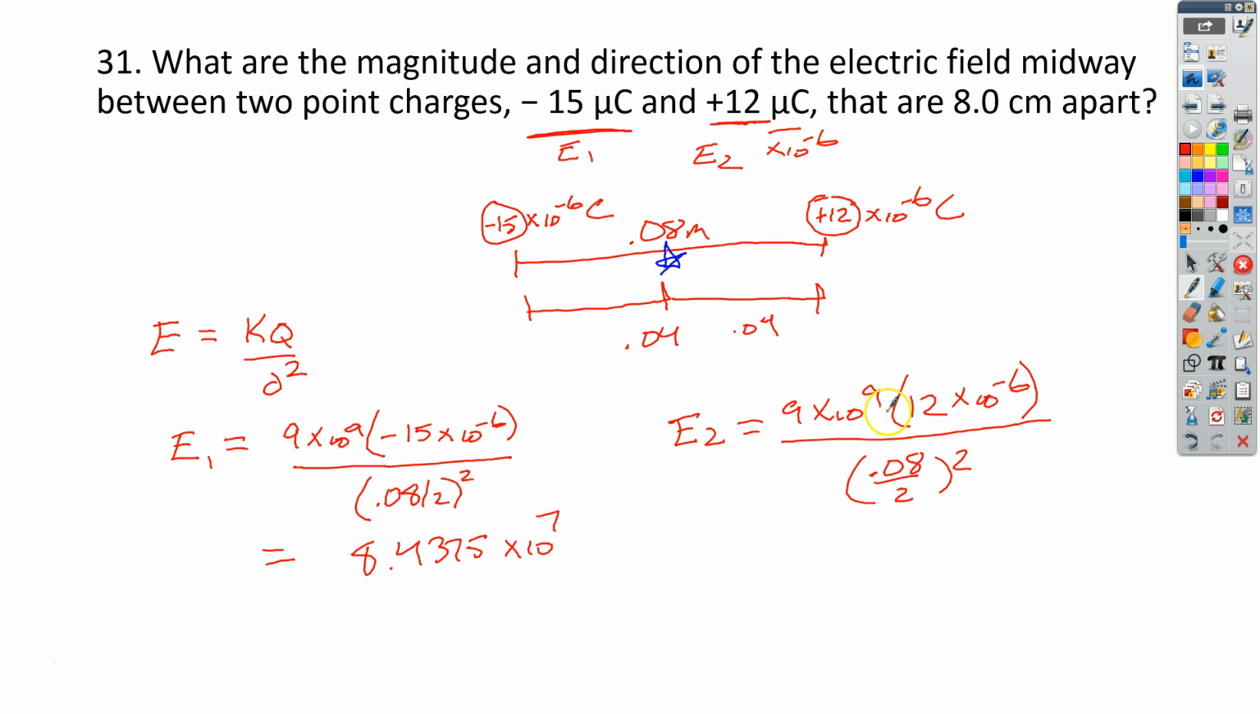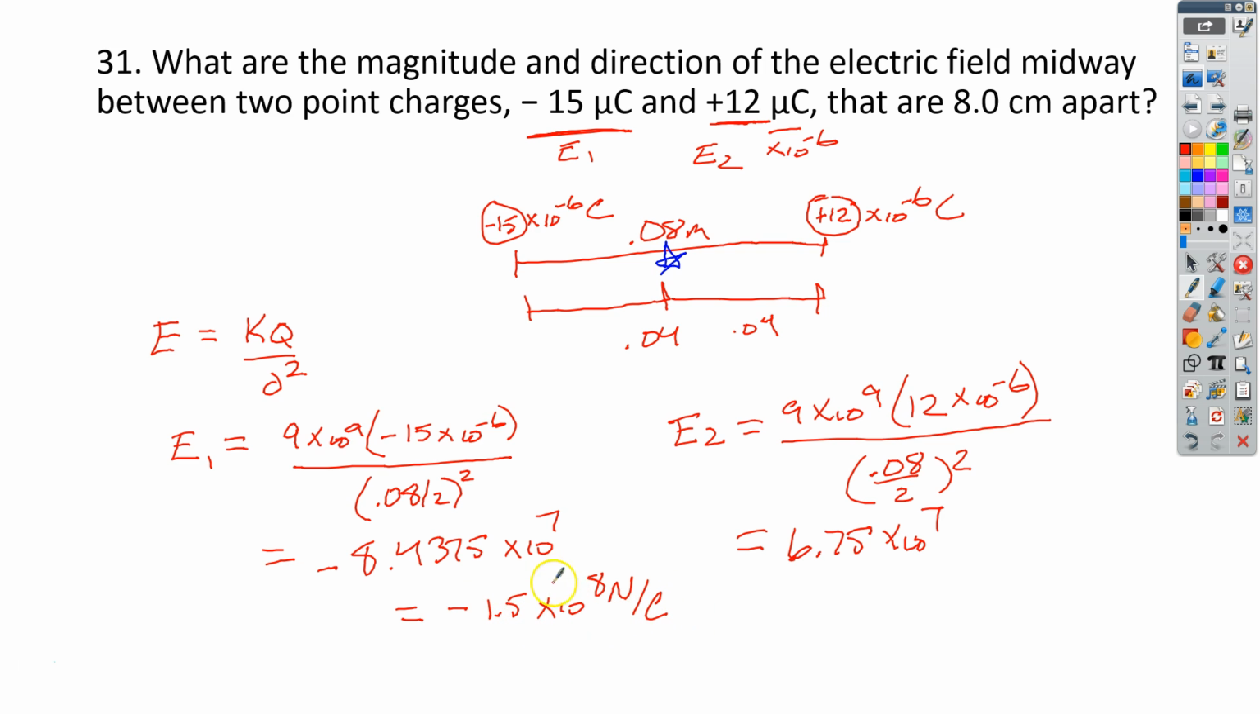Now we need to go ahead and do the other side. And you should end up with 6.75 times 10 to the 7th. This one's actually negative. I forgot about that. Now we can go ahead and solve for the final answer for this one. And it should be equal to negative 1.5 times 10 to the 8th newtons per coulomb.